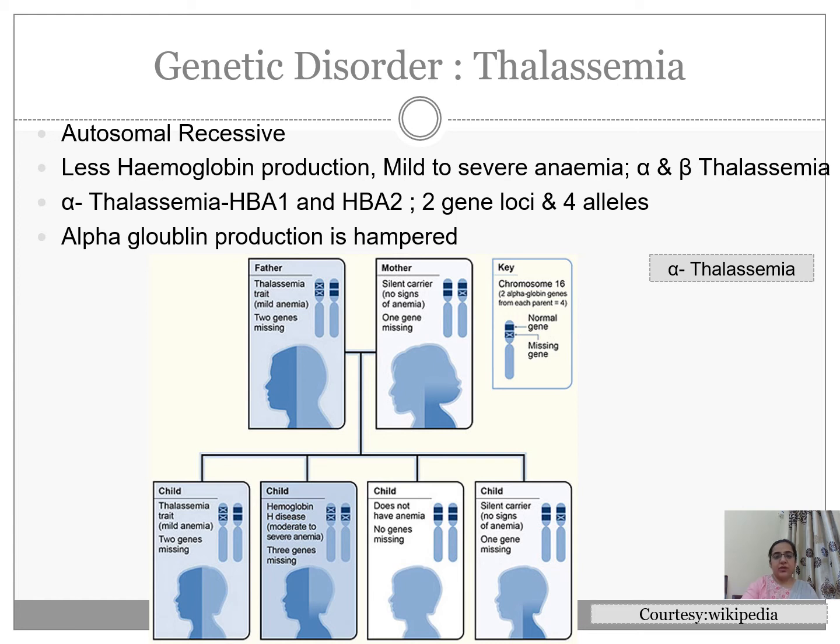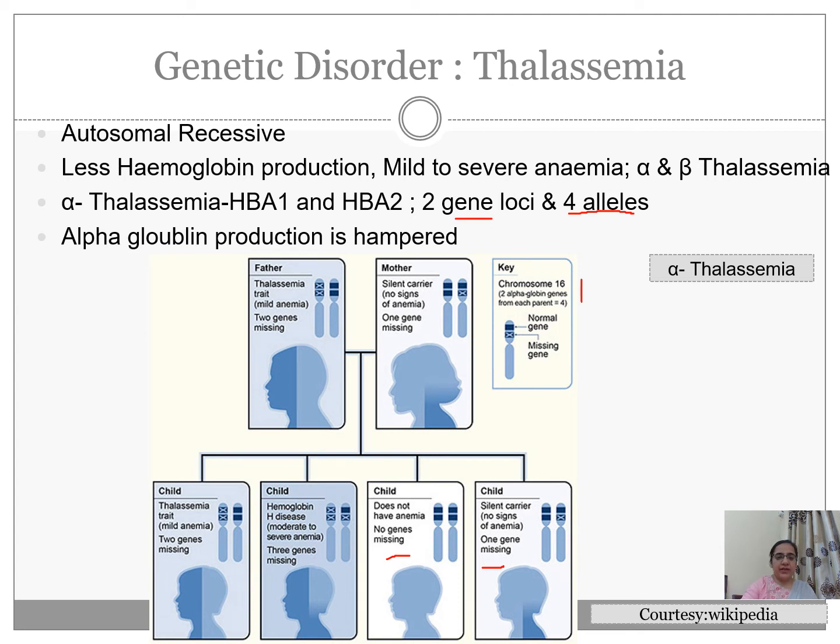Here, two genes are responsible, so in aggregate 4 alleles are responsible, and these are located on chromosome number 16. So here you can see when all genes are normal, when no gene is missing, then the child is unaffected. When a single gene is missing or mutated, then there is very little sign of anemia, and the person will be a silent carrier.